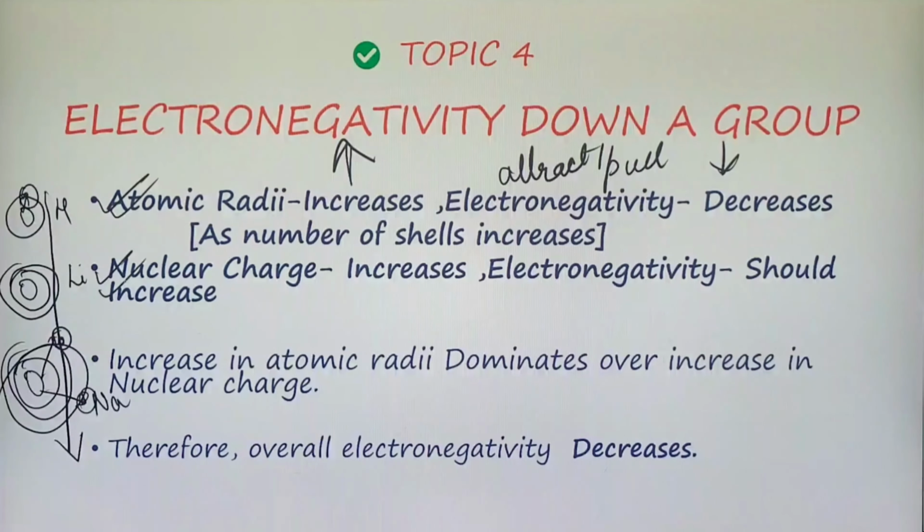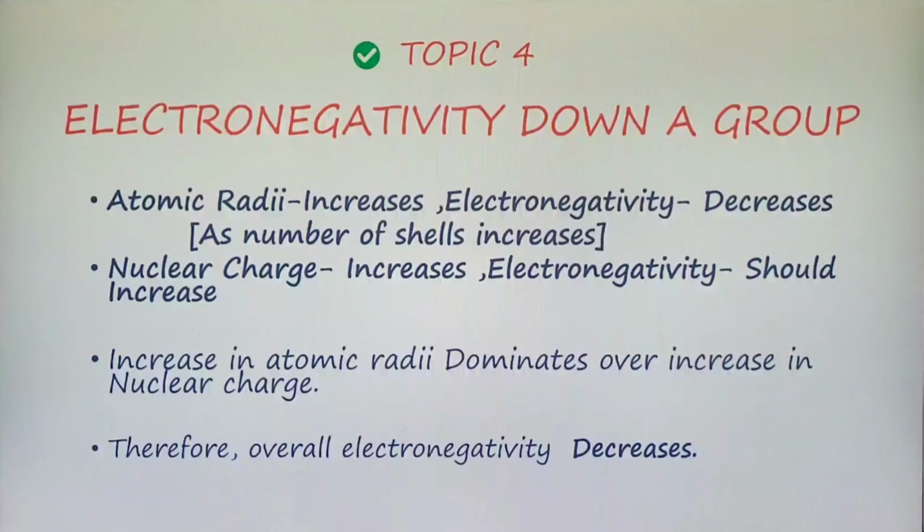The next one is nuclear charge. Who will give me the nuclear charge? The atomic number. For example, hydrogen has an atomic number of 1, lithium has 3, sodium has 11. So what is happening here, children? The nucleus is becoming more and more powerful. The more powerful the nucleus, it should actually increase.